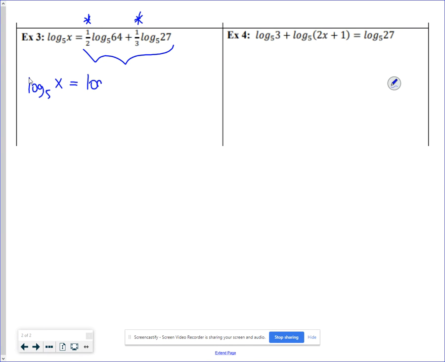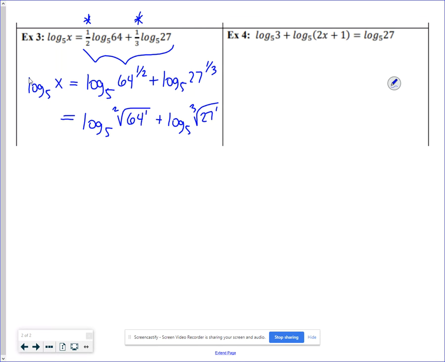So we can do that by using that third rule. We can move 1/2 to the exponent of 64. And we can do the same with the 1/3. So we can rewrite this as log base 5 of 27 to the 1/3 power. Now, remember when you have a rational exponent, that means you're taking a radical. So this is the square root of 64 to the first. This one would be the cube root of 27 to the first.